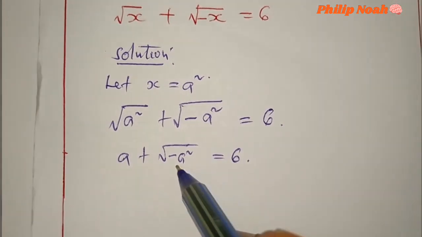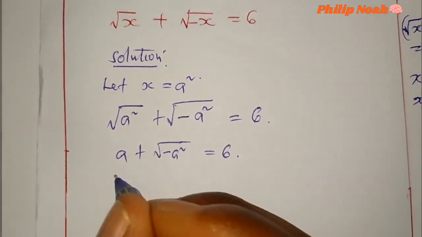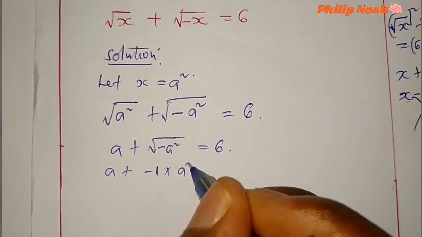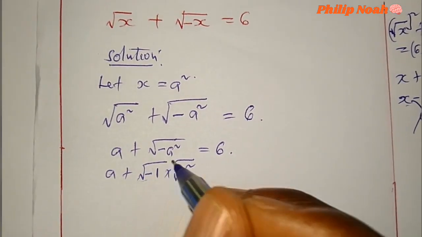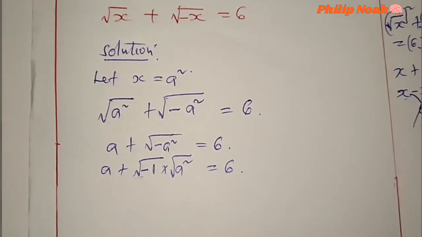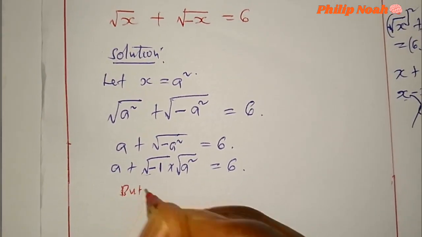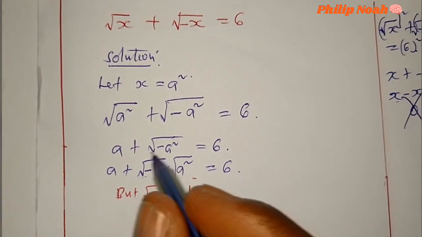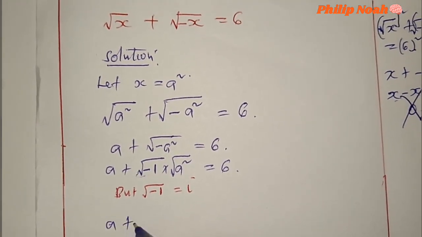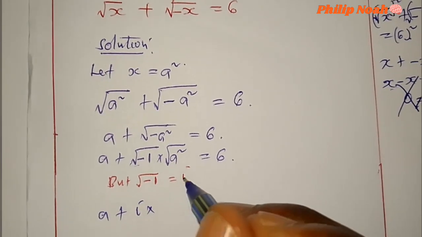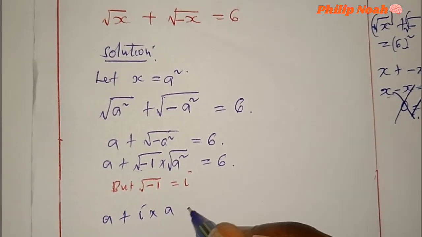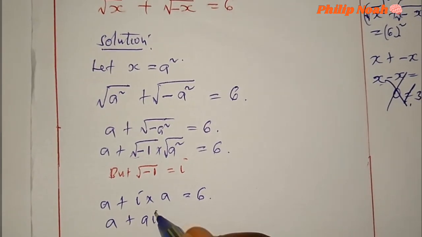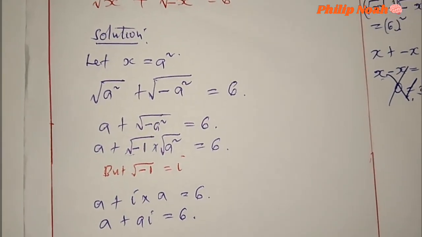This negative a squared can be written this way: a plus the square root of negative 1 times a squared is equal to 6. But the square root of negative 1 is i. So the whole of this will give us i, and now we have a plus i times the square root of a squared, which is a, is equal to 6. This gives us a plus ai is equal to 6.